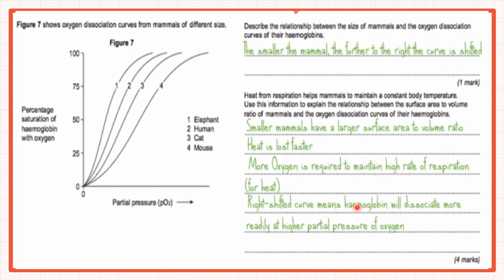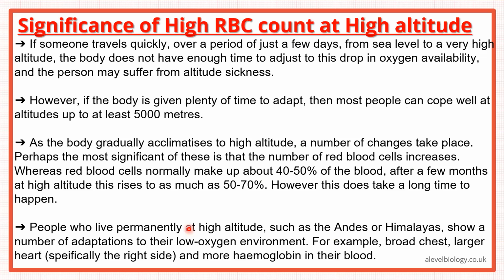The right shifted curve means hemoglobin will dissociate more readily at higher partial pressure of oxygen, right? So remember, this is the oxygen dissociation curve. The more towards the right the curve, it means more oxygen will be dissociated, more of it will be unloaded, and it will go into the cells. I hope it makes sense.